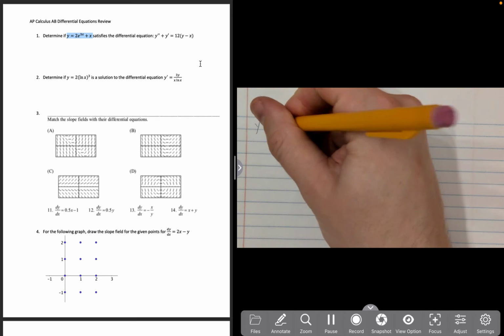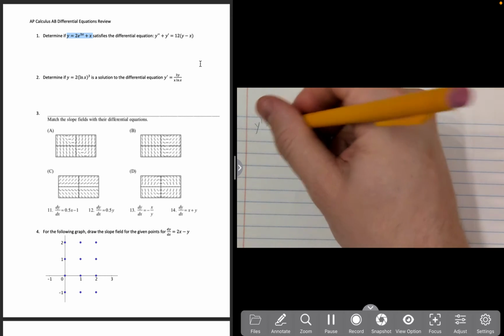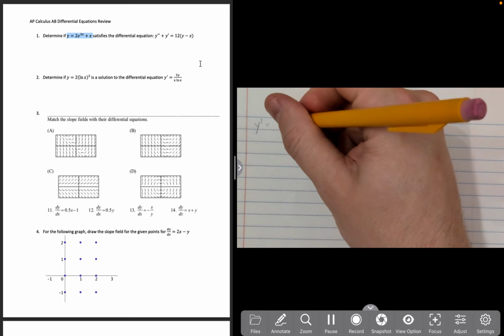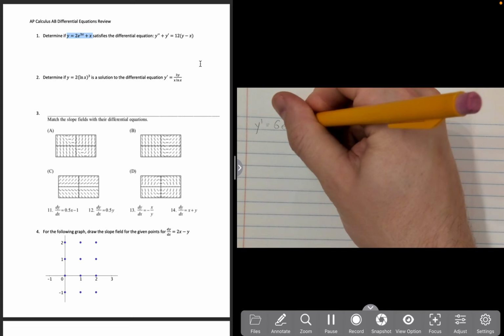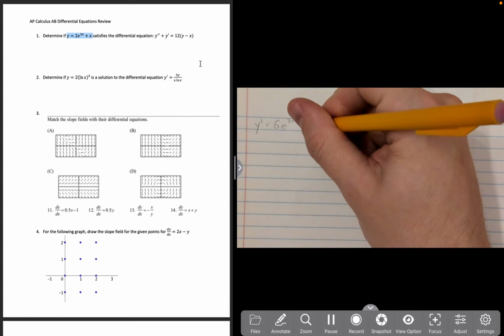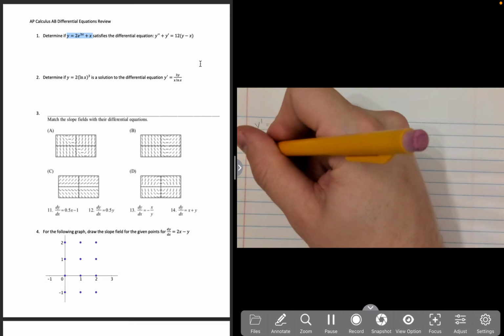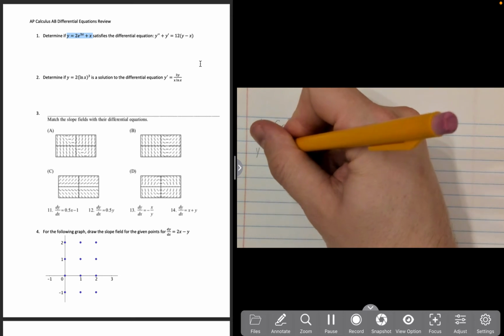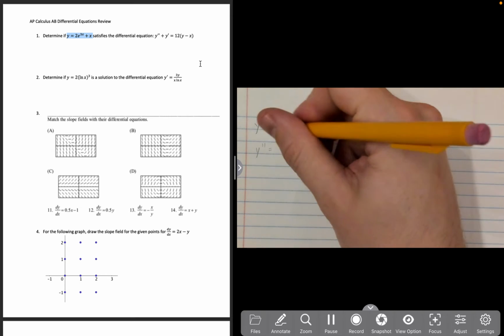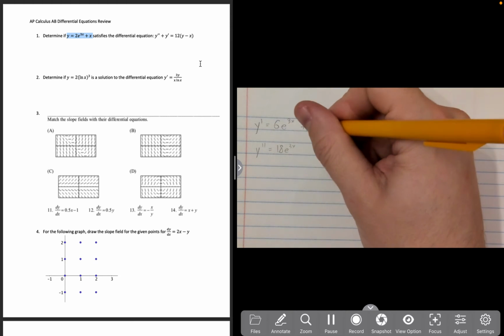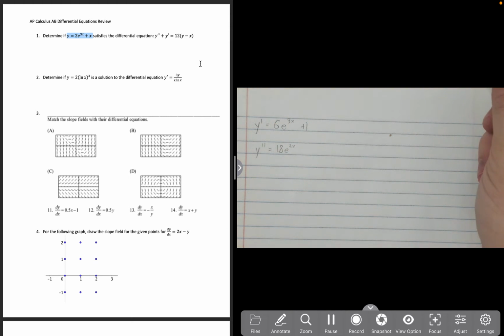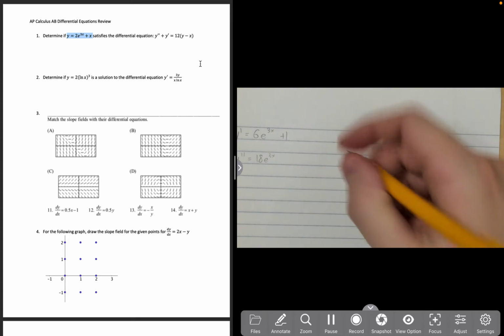Y prime is going to be, let's see here, the 2 will stay. When I derive e to the 3x, a 3 is going to pop out from the chain rule, so I now have 6 e to the 3x, and then a plus 1. That must make y double prime. By the same reasoning, another 3 is going to pop out, so I now get 18 e to the 3x, and I don't have a plus 1 anymore. So now let's substitute these into the differential equation.